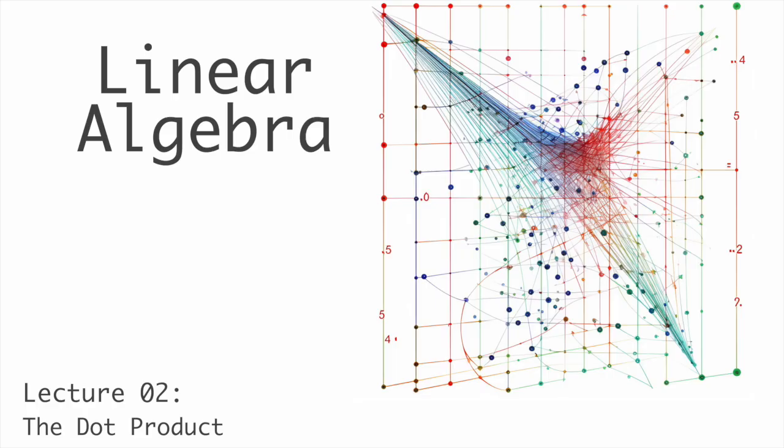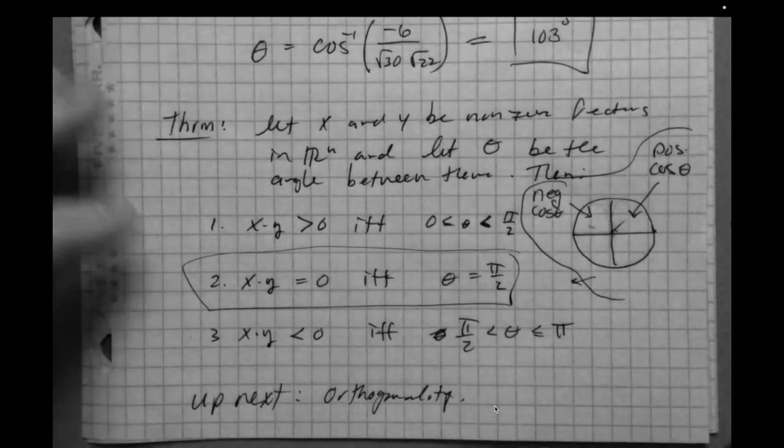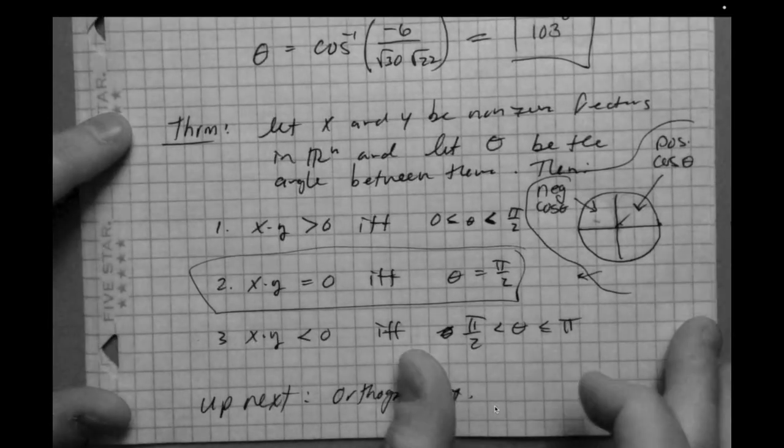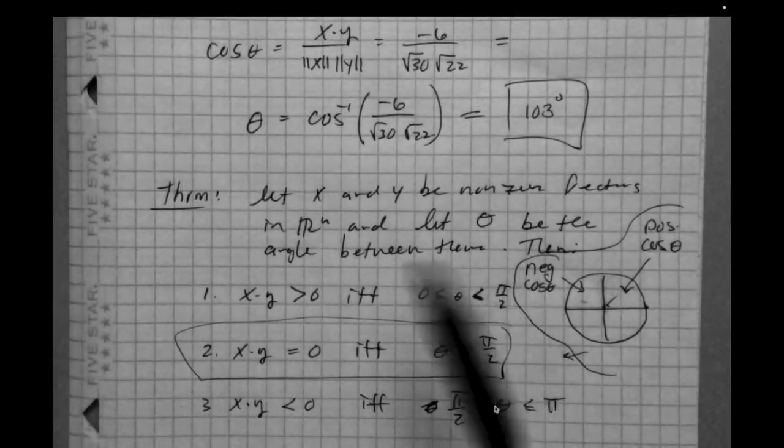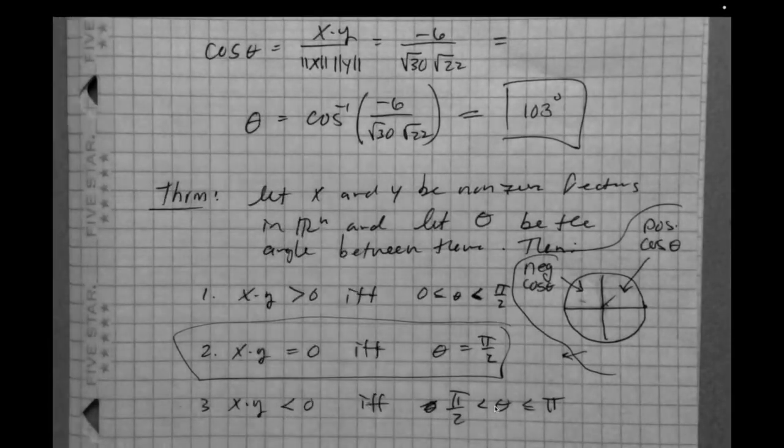This will be part B of lecture 2, and where we'd left off previously, we had just talked through how we can use the dot product to identify the angle between two vectors. And then there were some consequences of that. Now, what we want to do next is shift gears and discuss a key central concept in linear algebra, and that is the idea of orthogonality.